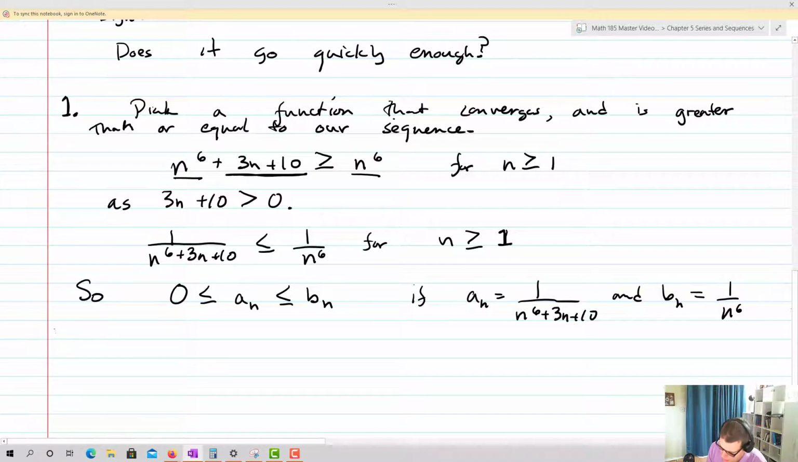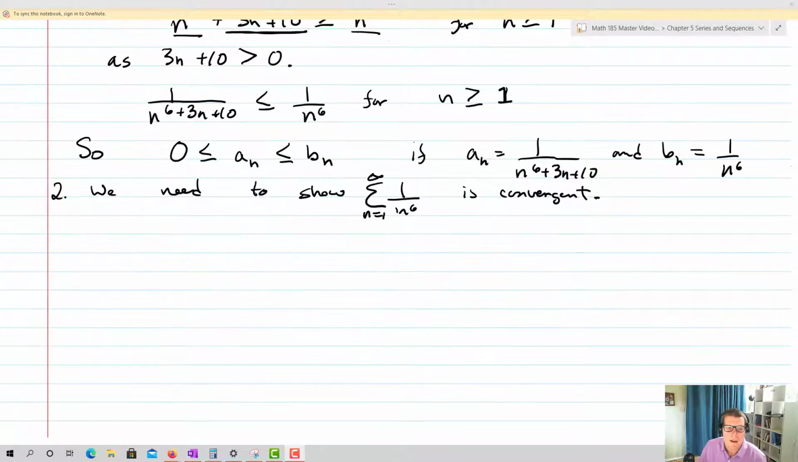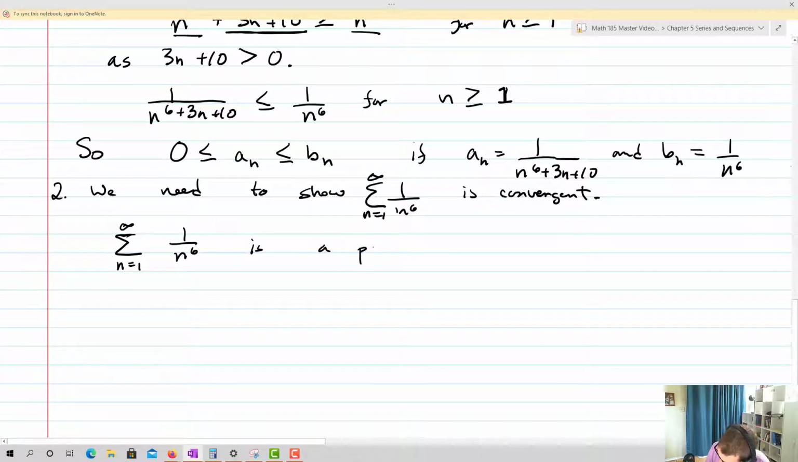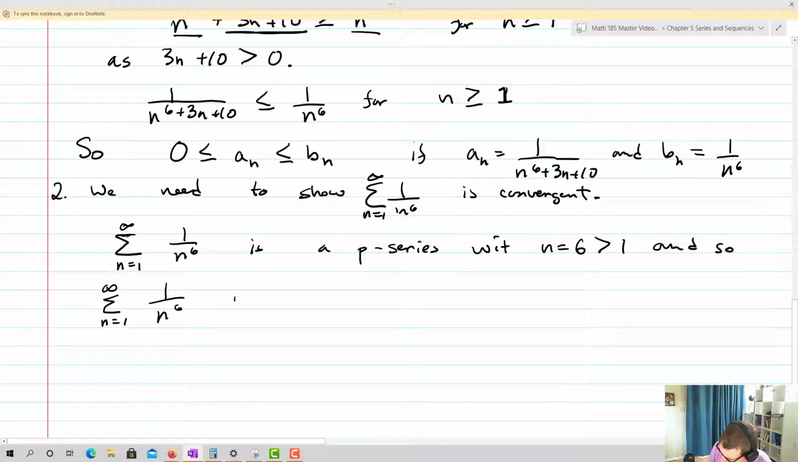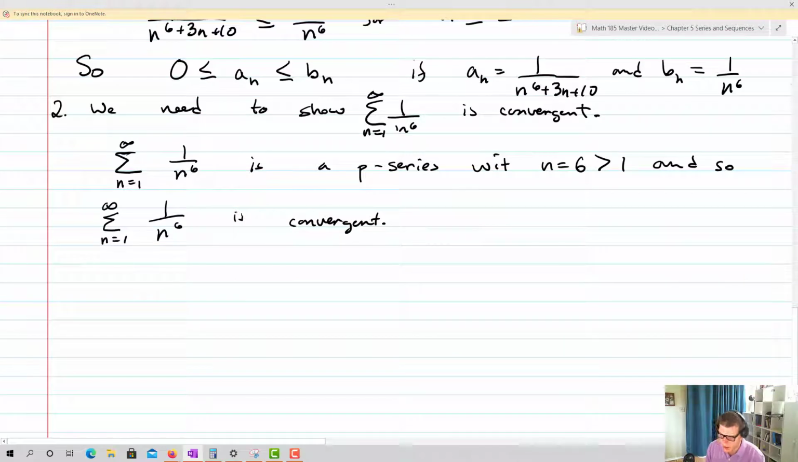The second part that we're going to need is we need to show 1 over n to the 6th is convergent. So in order to do this, we're actually going to utilize p-series. The idea is a p-series. So what we know is that the sum, n equals 1 up to infinity, of 1 over n to the 6th is a p-series with p equal to 6 greater than 1. And so the sum, n equals 1 up to infinity of 1 over n to the 6th, is convergent. That's our requirement as a p-series. All right, so great. So that's the second part. We've actually shown convergence there.